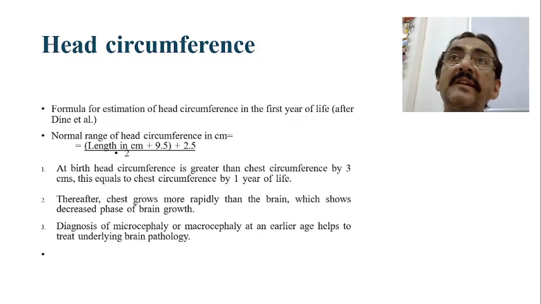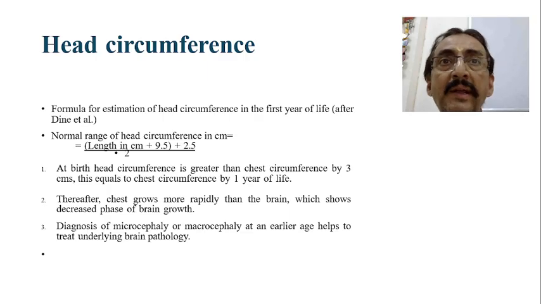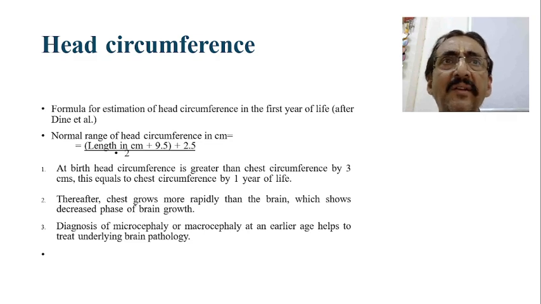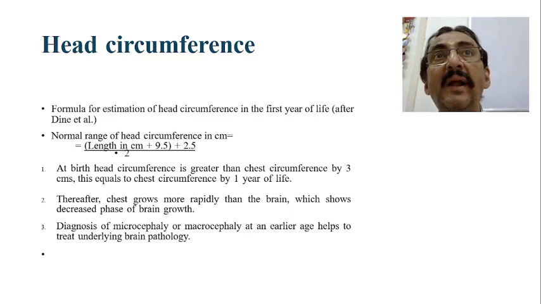Thereafter, the chest circumference increases more than head circumference. Obvious, because the rate of brain growth will come down. Only 1 centimeter per year is increasing in the head, but chest circumference is increasing because of the increase in muscle mass. So thereafter the chest grows much more rapidly than the brain, which shows a decreased phase of brain growth and an increased phase of somatic growth.